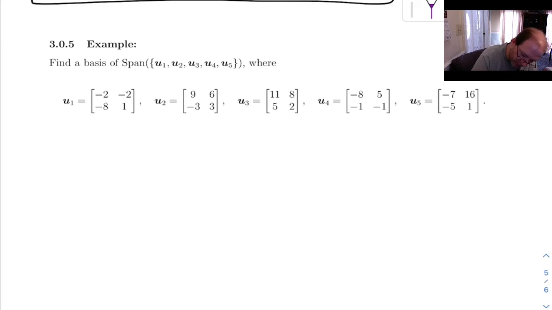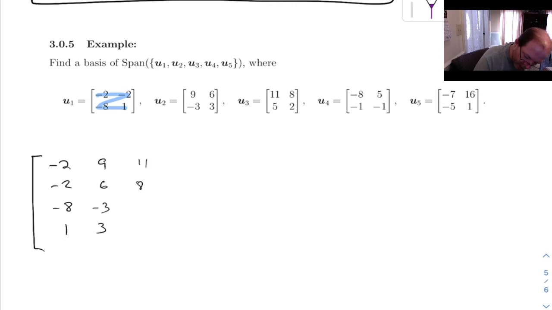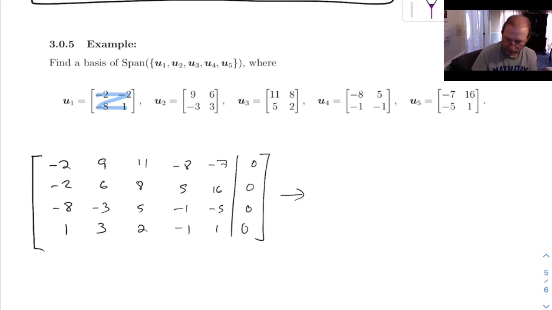For this one, the matrix we're going to have one column for each of these. And again, I'm going to use this ordering. -2, -2, -8, 1, 9, 6, -3, 3, 11, 8, 5, 2, -8, 5, -1, -1, -7, 16, -5, 1. All right, so that's a pretty big matrix. Let's row reduce it.